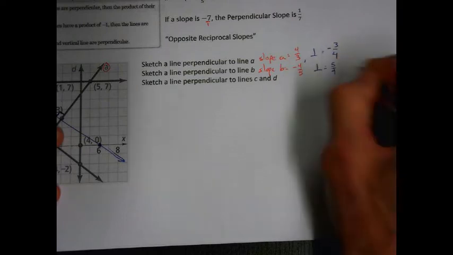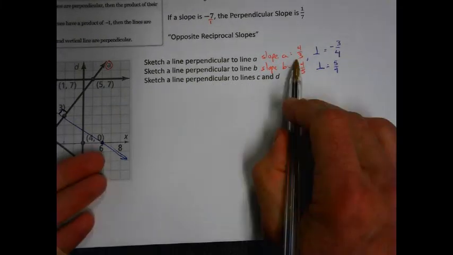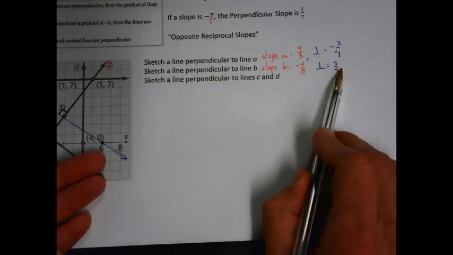That's right. Positive 5 over 4. This is a positive number. The slope would be a negative number. This is a negative number. Perpendicular is going to be a positive number.